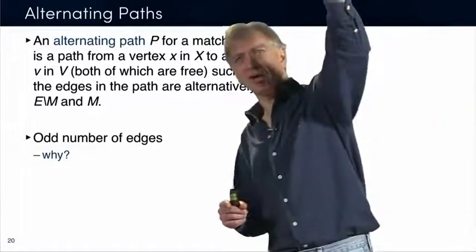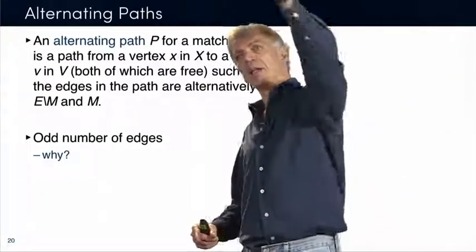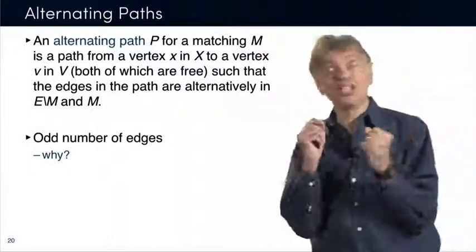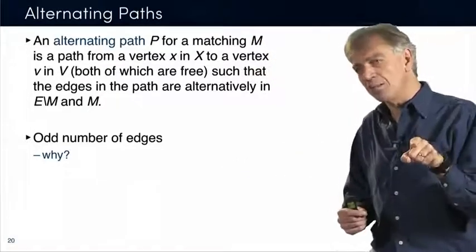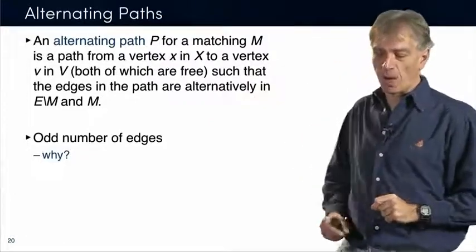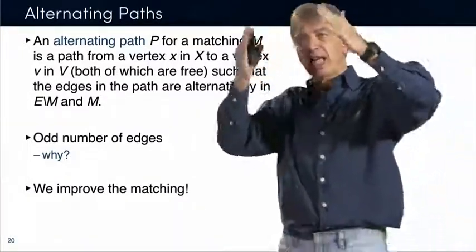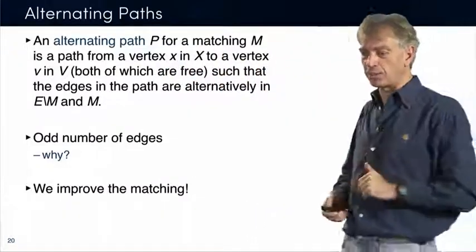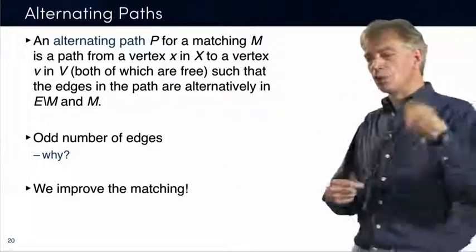Now there is an odd number of edges here. Why? Because I start from the top and I end up at the bottom. To go from the top to the bottom, I need one edge. Every time I go up and down, this is an even number of edges. So basically I will have an odd number of edges, and this is really important. Because if I have an odd number of edges, and I always start by taking something which is not in the matching, I know that I will increase the number of edges inside the matching by 1. So I'm improving the matching. I remove, let's say, k edges which are inside the matching, and I add k plus 1 edges which are not in the matching. Really good. So these alternating paths allow me to improve the matching.